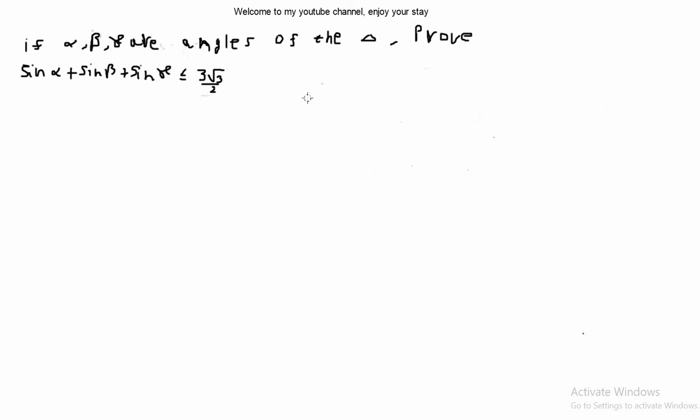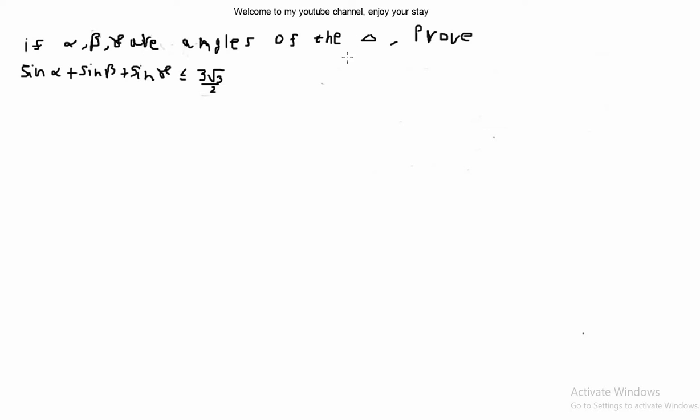We are asked to prove this inequality. If alpha, beta, gamma are angles of a triangle, prove that sine of alpha plus sine of beta plus sine of gamma is less than or equal to 3 square root of 3 over 2. In order to prove this inequality, we should be familiar with some inequalities. If you are not familiar with them, I will present the one we will use to prove this inequality.